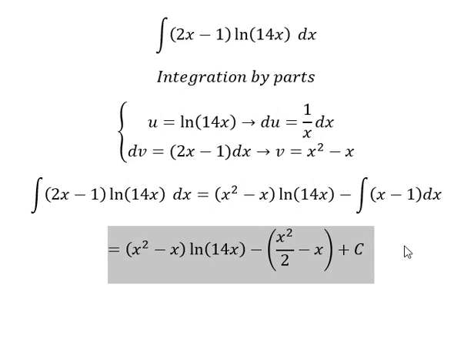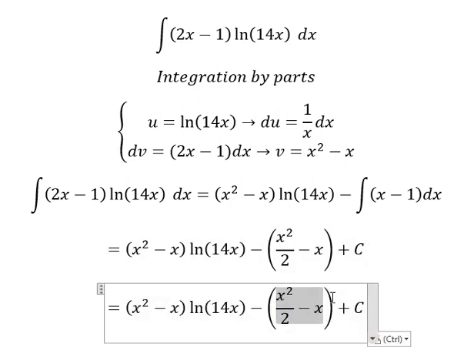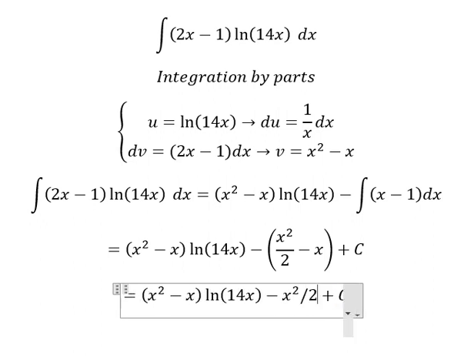So now the negative will change the sign of this one, and this is the final answer.